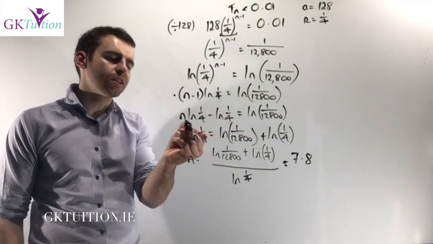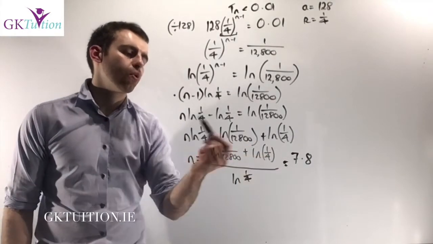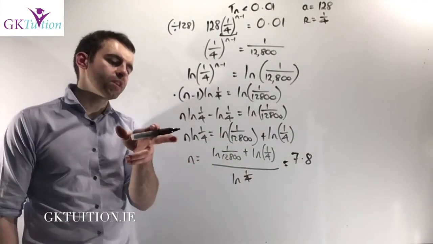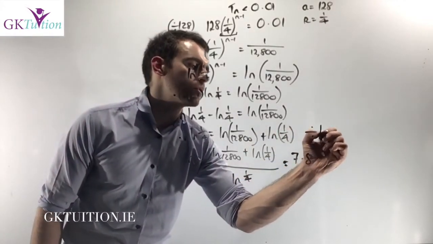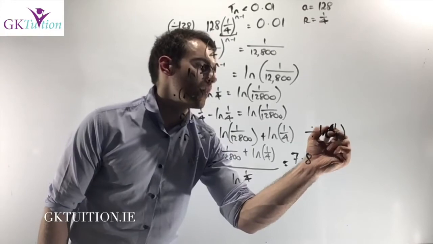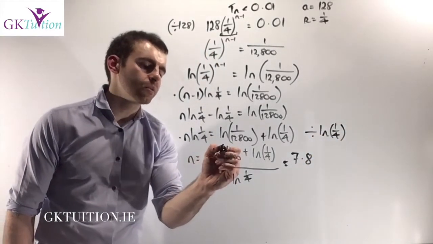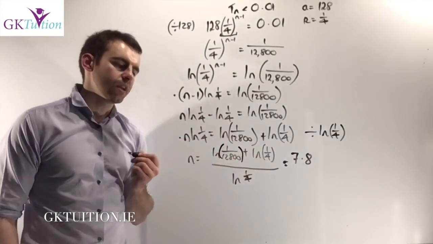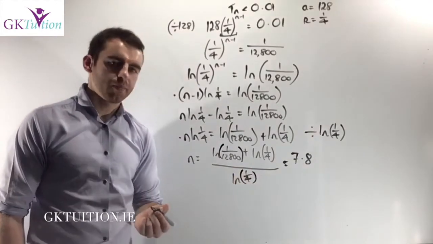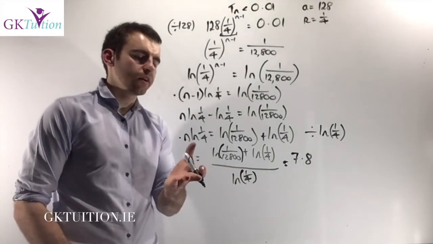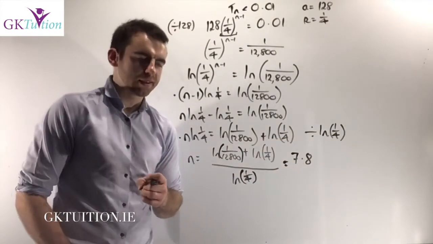Clearly my goal is to isolate the term with the n, so what I did was I added ln a quarter to both sides. And at this stage, in order to isolate n, what I want to do on this line is divide both sides by ln of a quarter. If I divide both sides by ln a quarter, I get n on its own. n is equal to ln 1 over 12,800 plus ln a quarter, divided by ln a quarter. So when you plug all that into your calculator, your n works out as 7.8. I've rounded that one off to one decimal place.